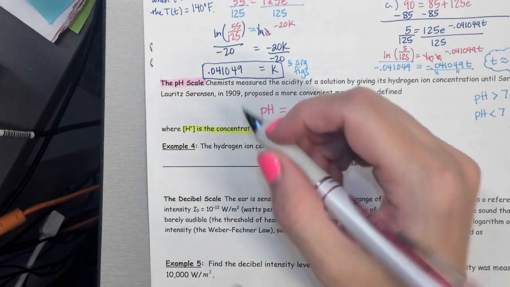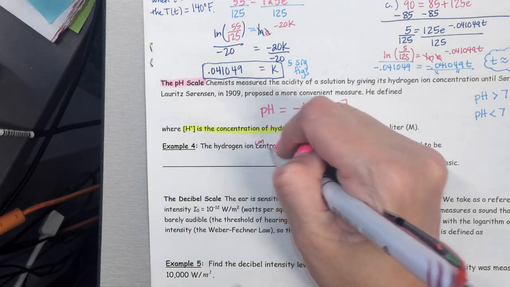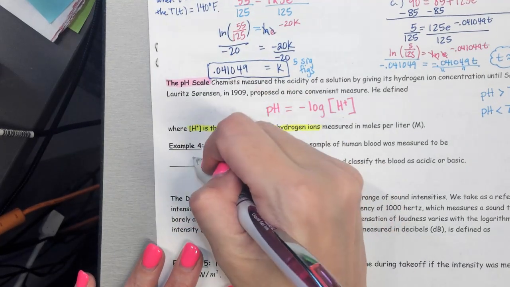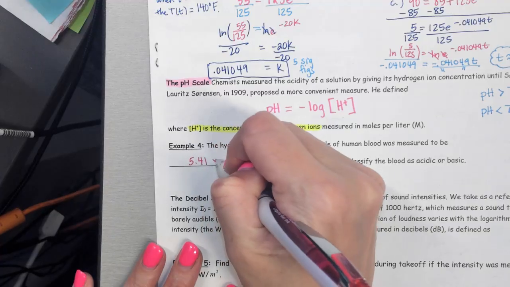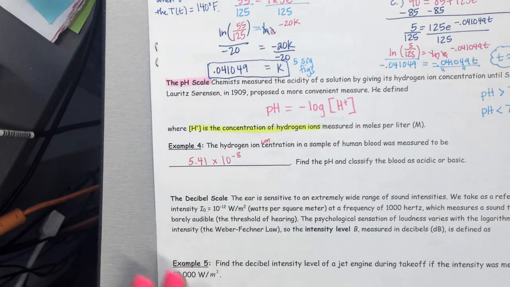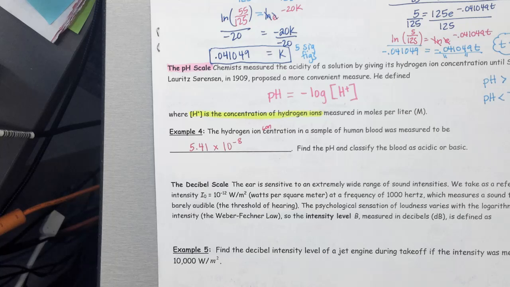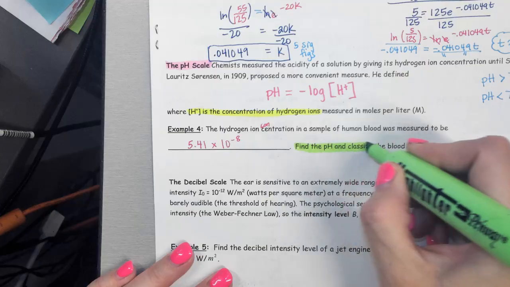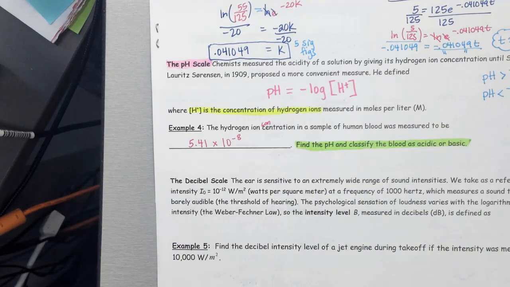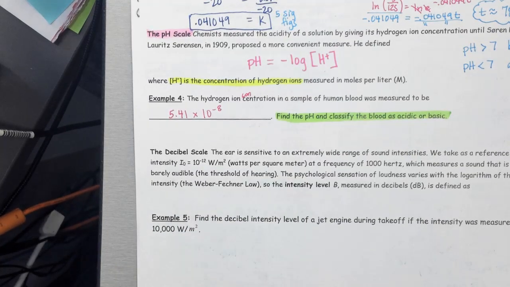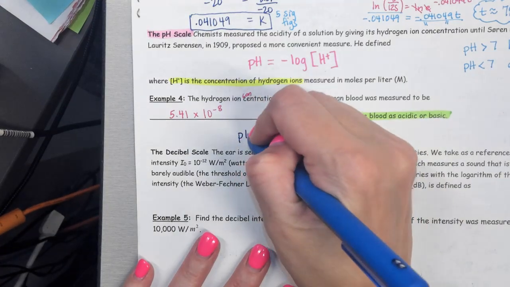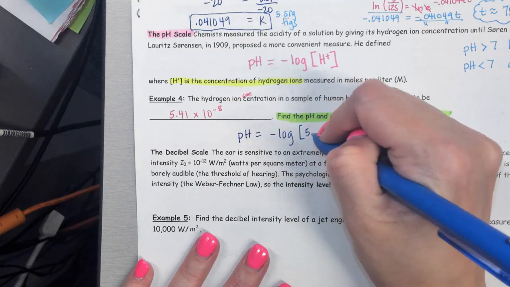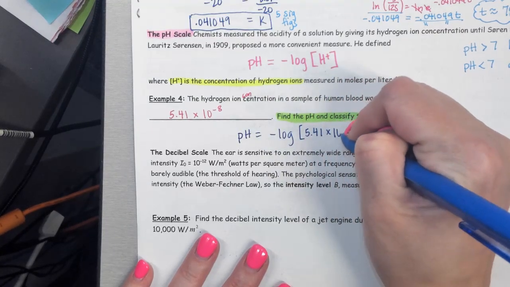Okay, so the hydrogen ion concentration in a sample of human blood was measured to be 5.41 times 10 to the negative 8th. We are going to find the pH and classify it as acidic or basic. Okay, so the pH can be calculated by doing the negative log of this hydrogen ion concentration.